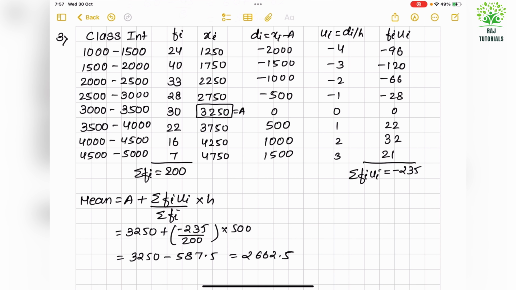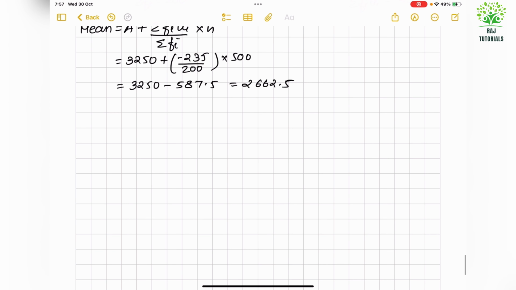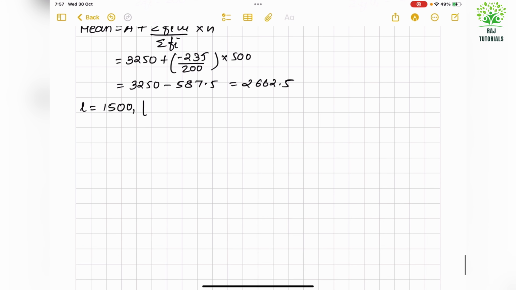Now for mode I have to see the maximum value in f. So maximum value is 40. So this will be my f1, this will be my f0, this will be my f2, and this will be my modal class. So coming to that, L will be 1500, f1 will be 40, f2 will be 33, f0 is 24, and h is 500. So for mode, L equal to 1500.